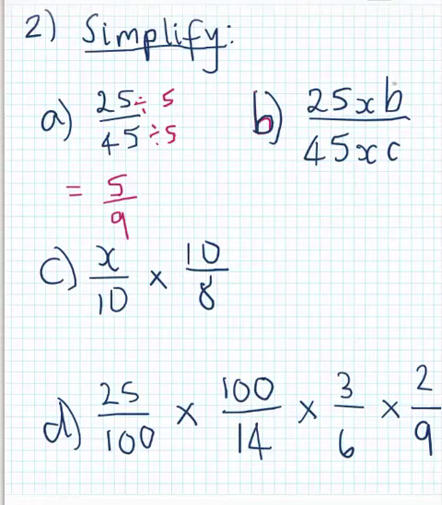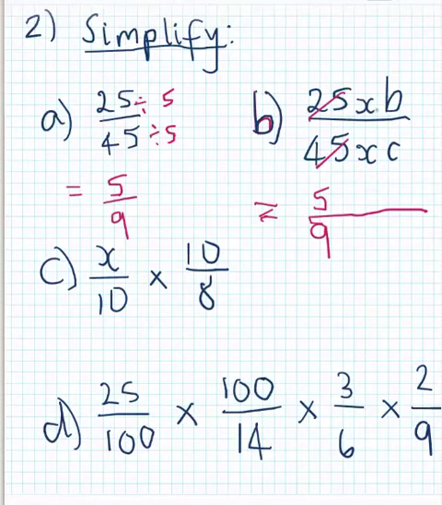So when I get to B, I notice I've got 25 and 45 here. So, oops, sorry, we do the same thing with our numbers. So I know I can simplify 25 and 45 to 5 and 9, because I just did it over here on that question. Now, we have variables, but remember, variables simply represent numbers. And I notice I've got 1x on top and 1 on the bottom. So that means I can take away 1 from the top and 1 from the bottom, and it's gone.